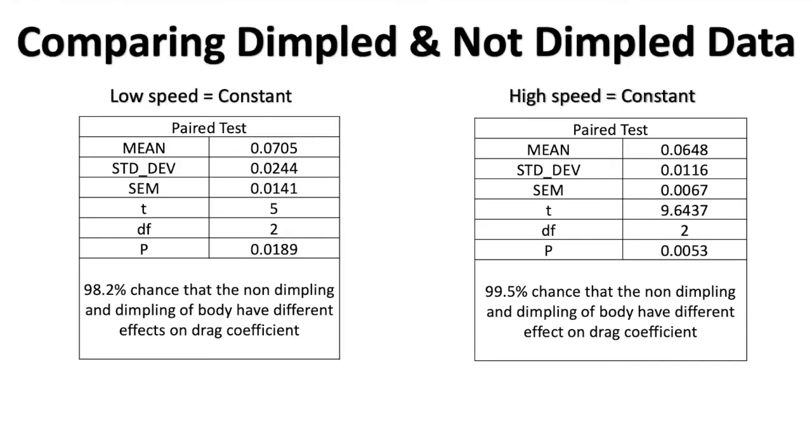Next, a paired t-test was carried out between dimpled and non-dimpled data while keeping low speed constant. It was found that there was a 98.2% chance that dimpled and non-dimpled designs have different effects on drag coefficient. When high speed was kept constant, it was found that there was a 99.5% chance that dimpled and non-dimpled designs have different effects on the coefficient of drag. This supports our results as the dimpled designs had higher coefficient of drag than the non-dimpled.